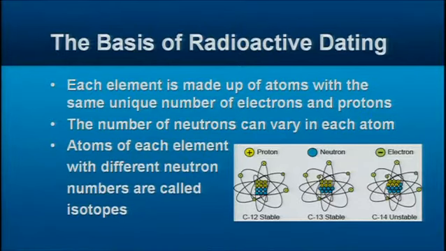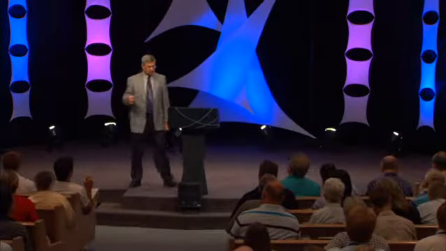So, for example, you've got carbon-12, carbon-13 and carbon-14. The differences in those is that there are more neutrons, 2 more neutrons in carbon-14 than in carbon-12. Now, these 3 different types of carbon atoms are called isotopes.